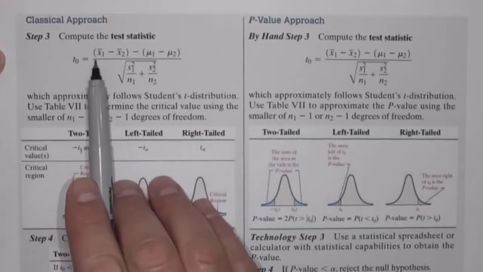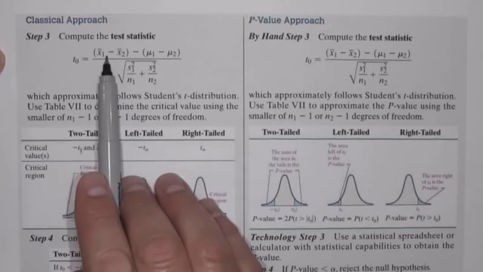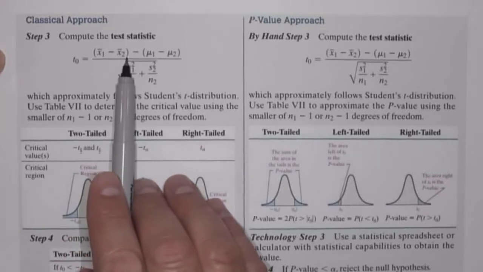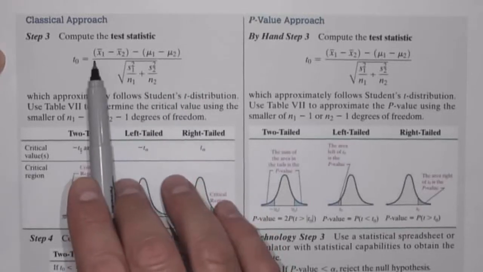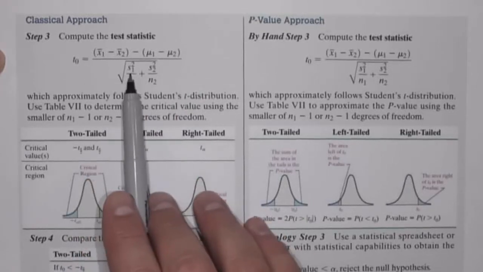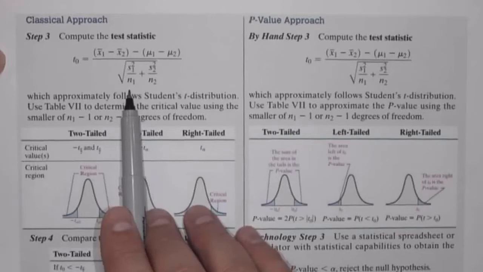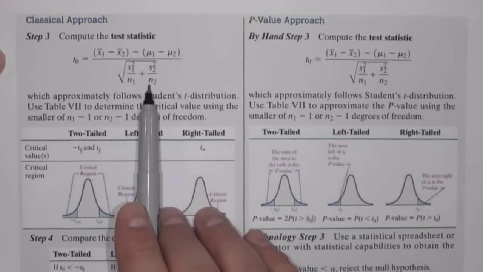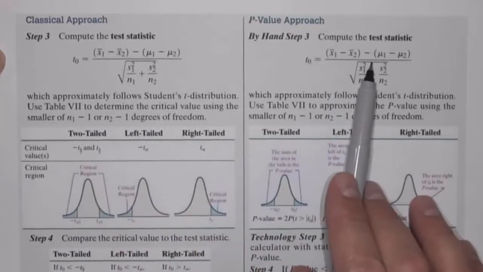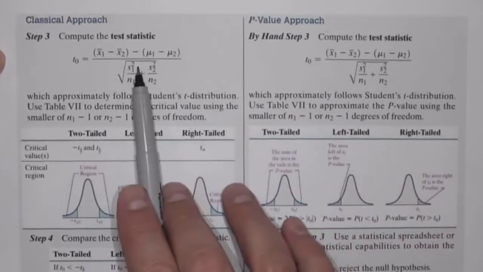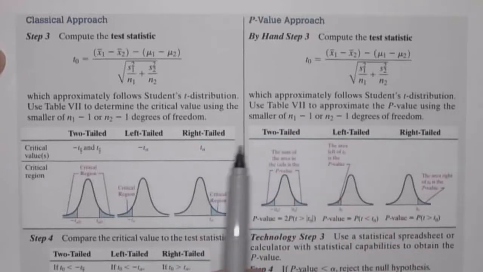So, t naught is equal to the quantity x bar 1 minus x bar 2, minus the quantity mu 1 minus mu 2, divided by the square root of s sub 1 squared over n sub 1 plus s sub 2 squared over n sub 2. So again, whether we're using the classical approach or the p-value approach, we're going to calculate that test statistic.